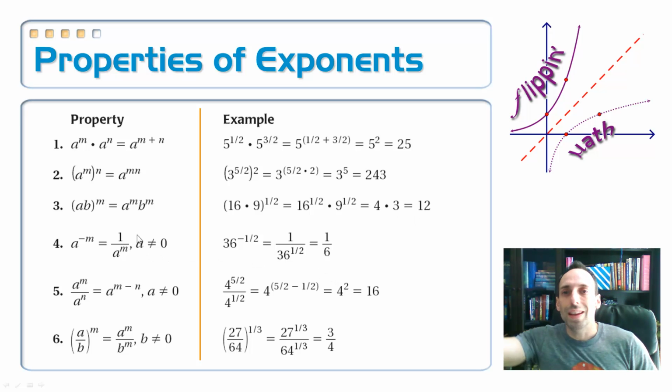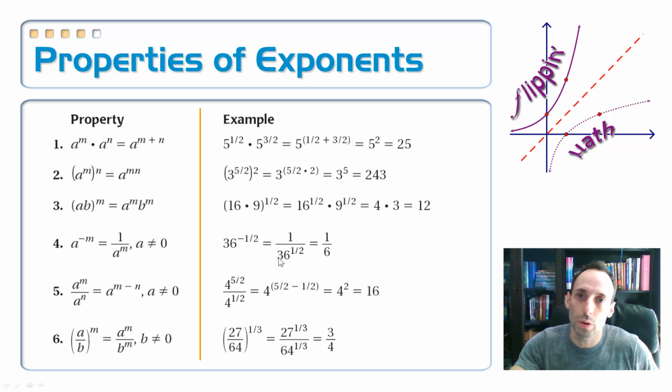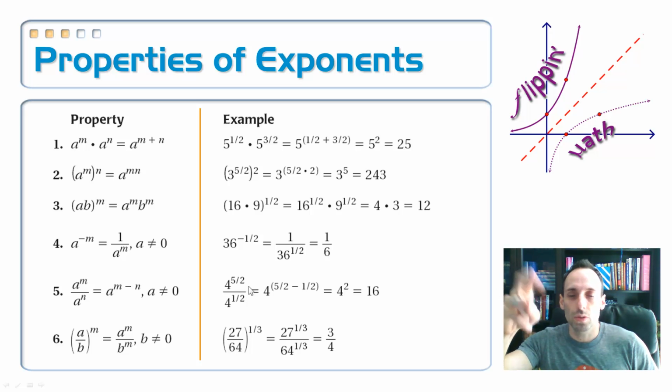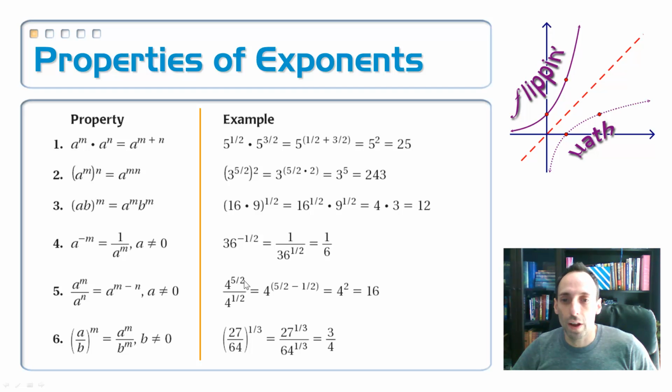Okay, number 4 is the negative exponent. It goes down in the bottom. So the 36 to the negative 1/2 goes down to the bottom, and then 1/2 means square root, so take the square root, 1 over 6. Okay, on number 5, like bases, I subtract the exponents. Sometimes I might have to get a common denominator. On this example, I didn't. So 5 halves minus 1/2. You get 4 squared, simplify it.